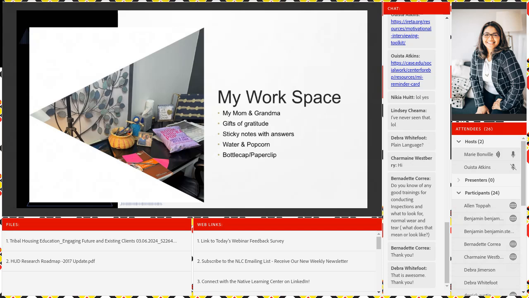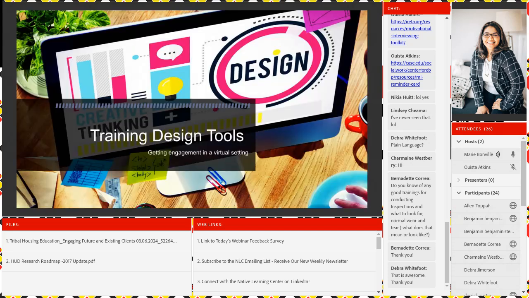And so people sometimes don't notice that my right hand has the clicker and my left hand has a bottle cap. It's usually from a water bottle or something like that. But it helps me kind of just channel some of that nervous energy.